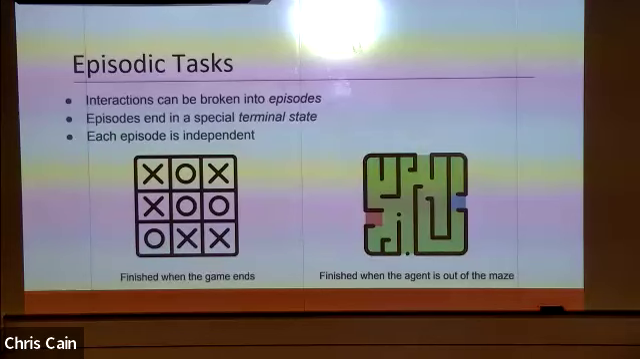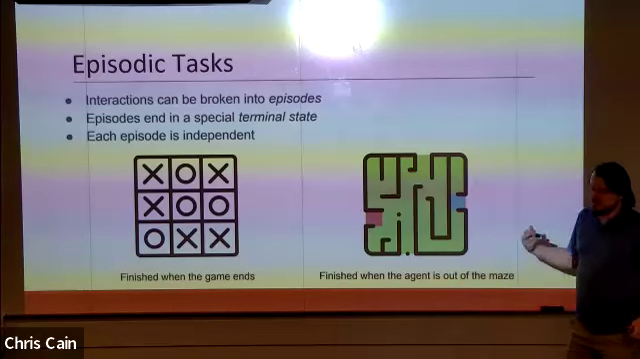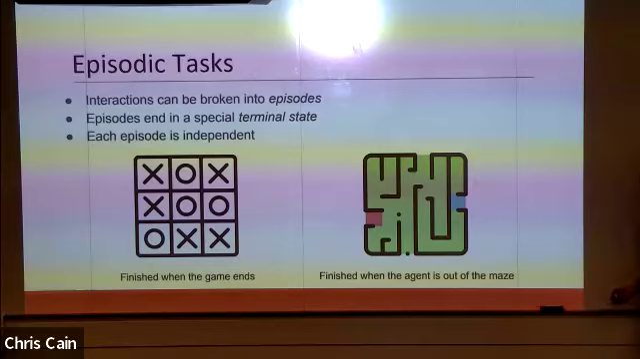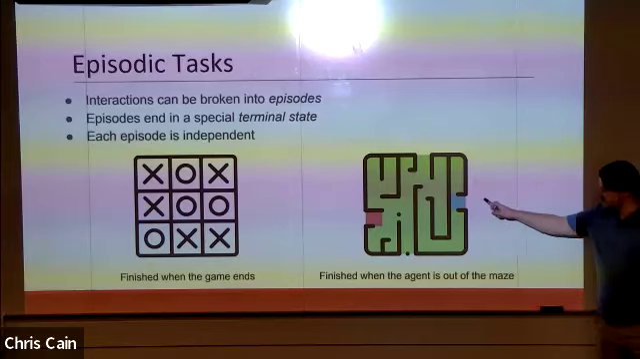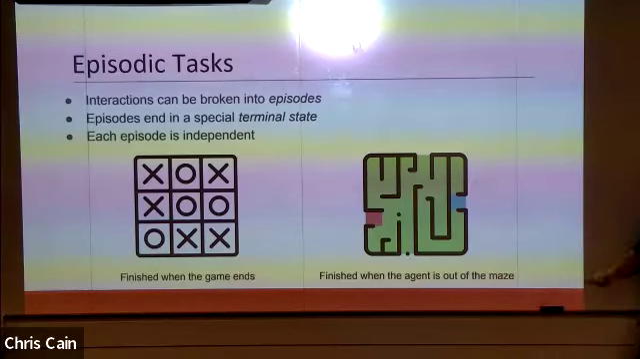We'll first look at episodic tasks. So these are tasks that can be broken down into episodes. This means that eventually this process terminates and gets restarted. An example of this is tic-tac-toe. We can play this game tens of thousands of times. Each episode is from the start of a game to the end of the game. For the maze, when you reach the destination, the exit to the maze, then it gets some reward and restarts.